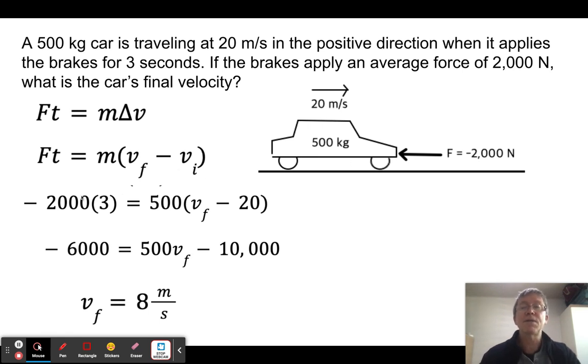And so therefore, I have negative 2,000 newtons times 3 seconds equals the mass of the car times its final velocity minus its initial velocity. And when I solve this, I find the car is going 8 meters per second. And that makes sense, right? It's slowing down.